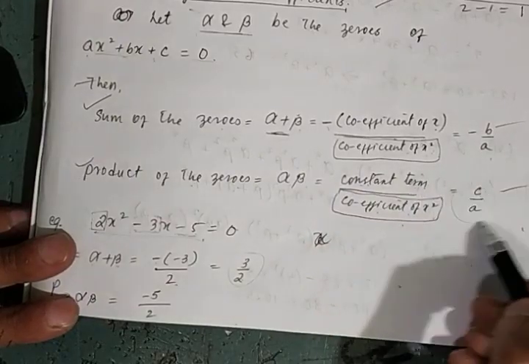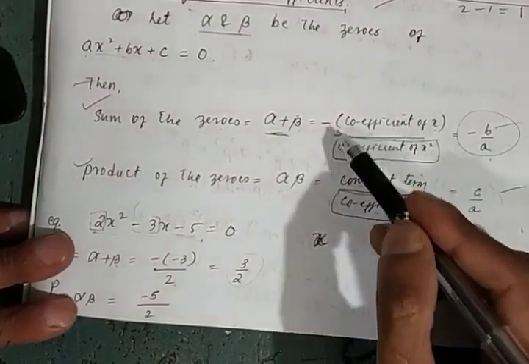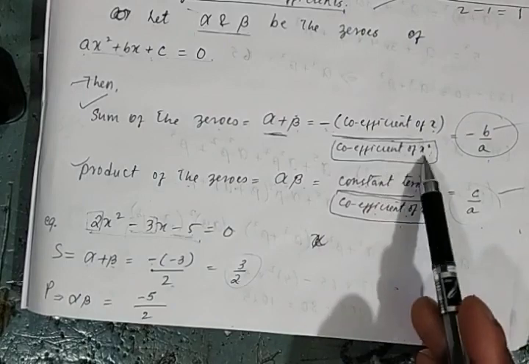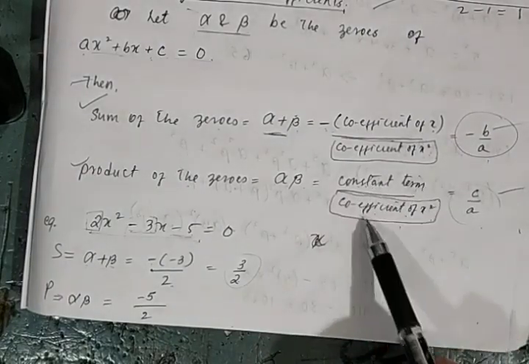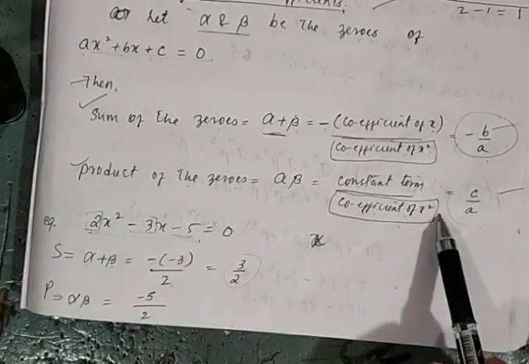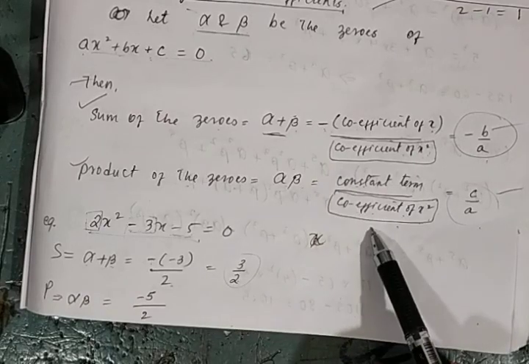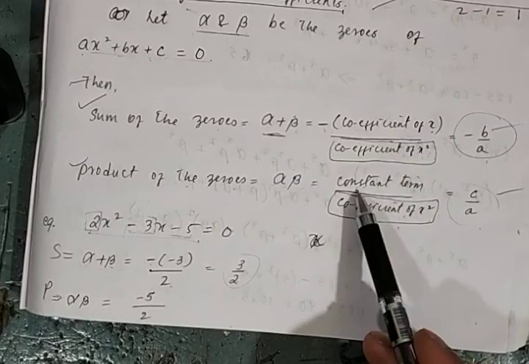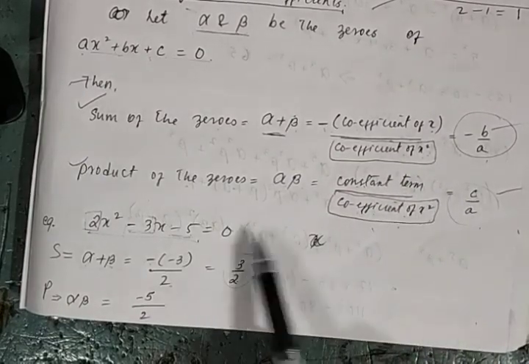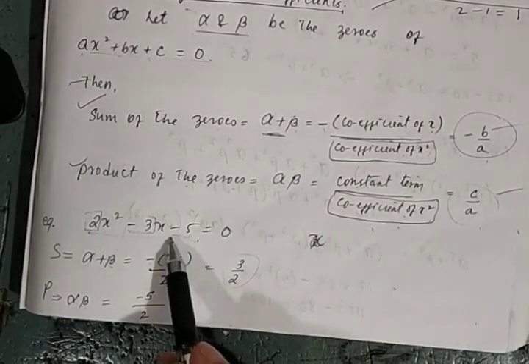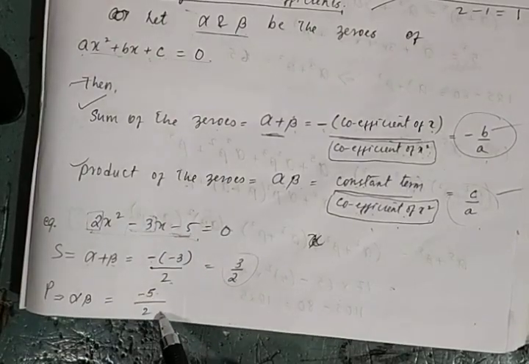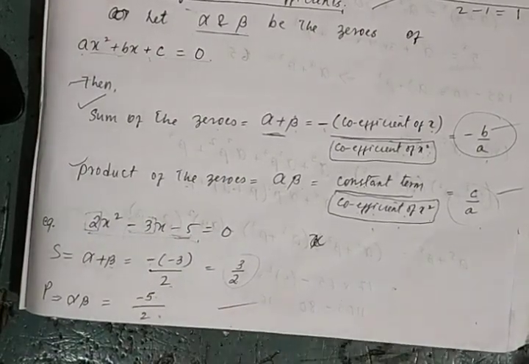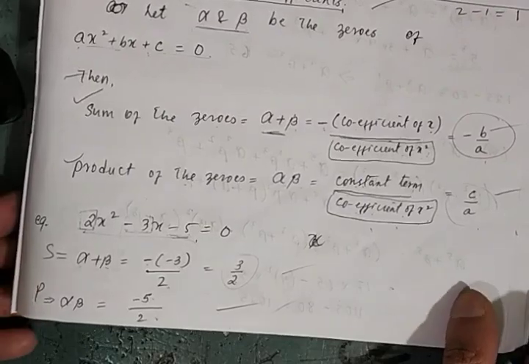Constant term. Don't remember this way, ABC. Remember like this, minus coefficient of x divided by coefficient of x square, constant term divided by coefficient of x square. Always coefficient of x square, same. Now in the first part is minus coefficient of x, second part is constant term. Now what is the constant term here? It is minus 5 divided by coefficient of x square. So done. This is sum and product. This is how we calculate.